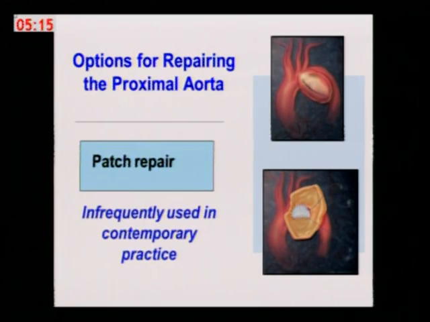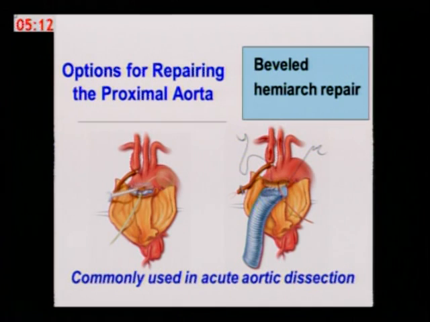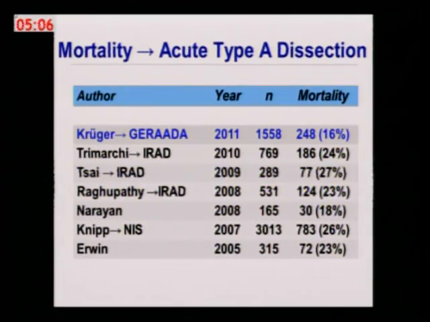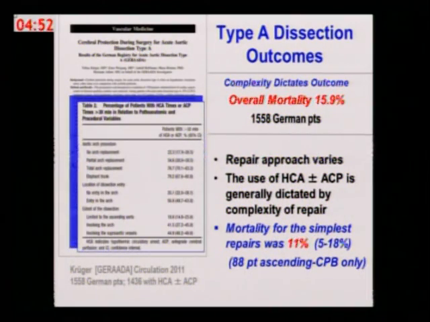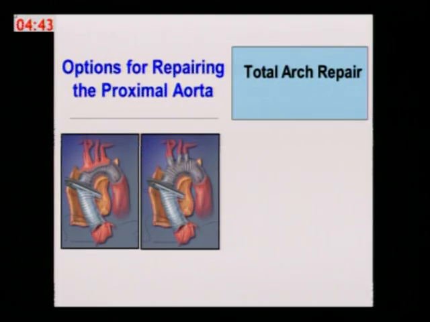This is something that's rarely done, just a simple patch repair of the transverse aortic arch. More frequently, we're dealing with proximal aortic pathology with a bevel hemiarch, very commonly in the presence of aortic dissection. What are the results of that? Well, it's not very good. As you can see here, from a great deal of IRAD studies, plus others, the mortality rates are not insignificant in aortic dissection, generally operated upon as an emergency. This is from a German registry showing that in relatively simple repairs the mortality rate in acute aortic dissections can be brought down to around 11%.